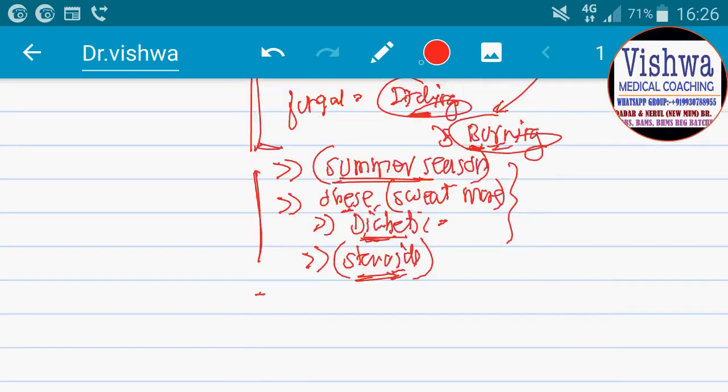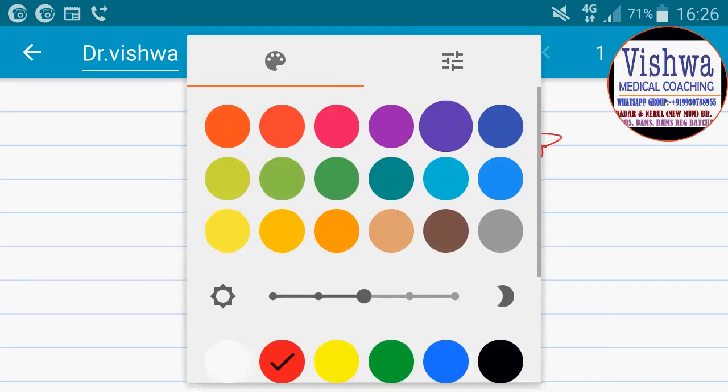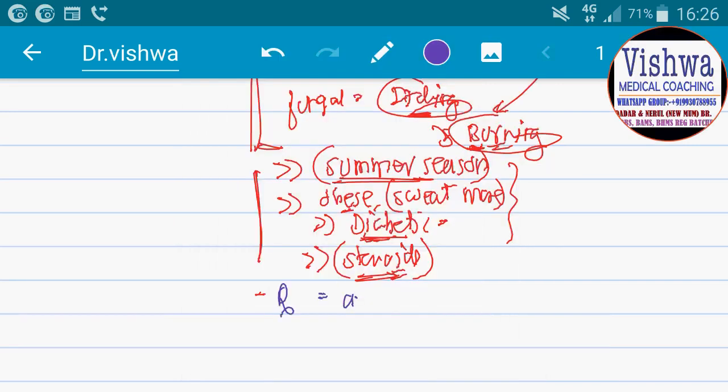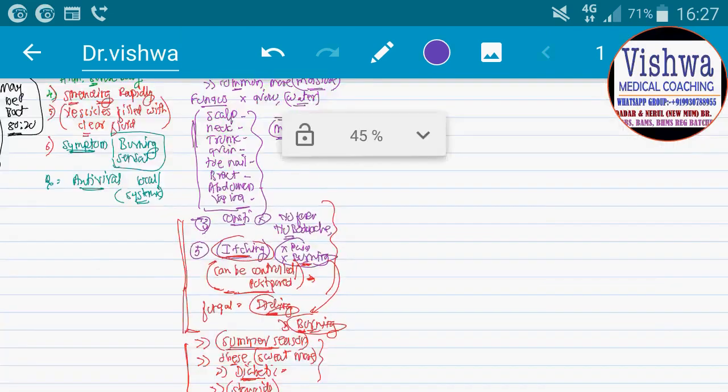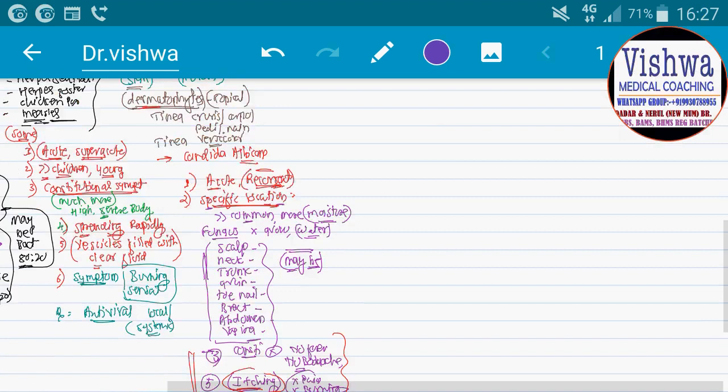So of course the treatment for these will be completely different. Treatment will be antifungals, and we're going to discuss which antifungal, oral or topical, or maybe in powder form, or which are the other forms. So if you can see, these are the features of a fungal infection.